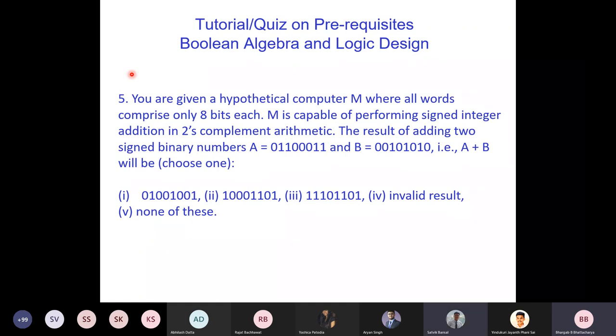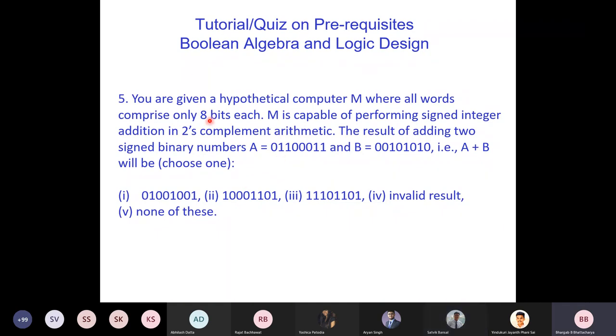If we are just doing the normal addition, not considering the 2's complement arithmetic, the answer would be the second option. But if we are considering the 2's complement arithmetic, it will be an overflow and the correct answer would be invalid result. Correct. So you are done. If we add these two numbers, what will be the leftmost bit? That will be 1, right? Yes, sir. So the leftmost bit will be 1.